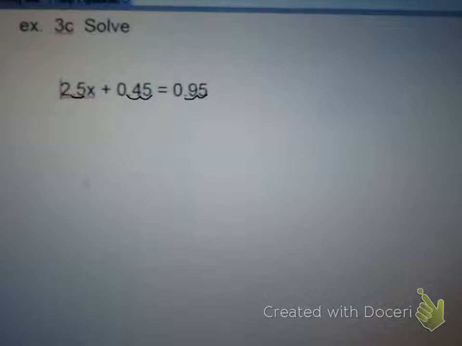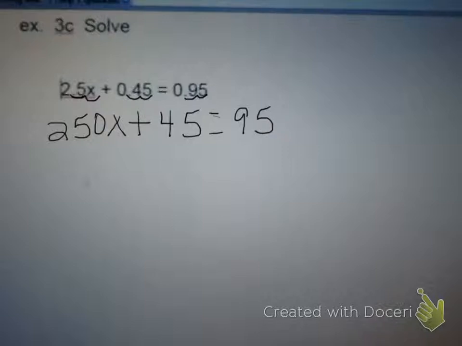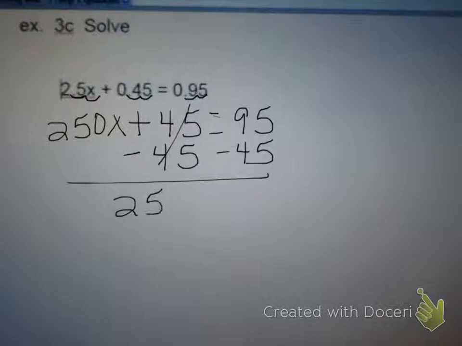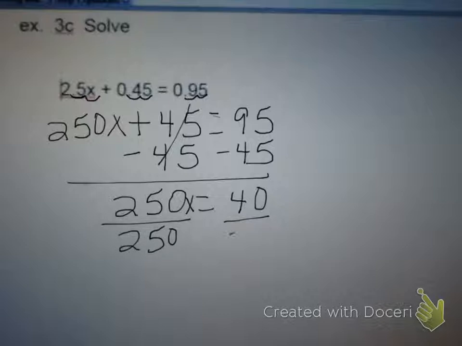So on the 2.5, I'm going to fill in a 0, make it 250x, plus move the decimal 2 places, that's 45, is equal to 95. Now we just have a simple equation with no decimals. We'll subtract 45 on both sides. That's 250x is equal to 50. Divide both sides by 250. Now, right here, the fast thing to do is reduce or cancel the zeros.